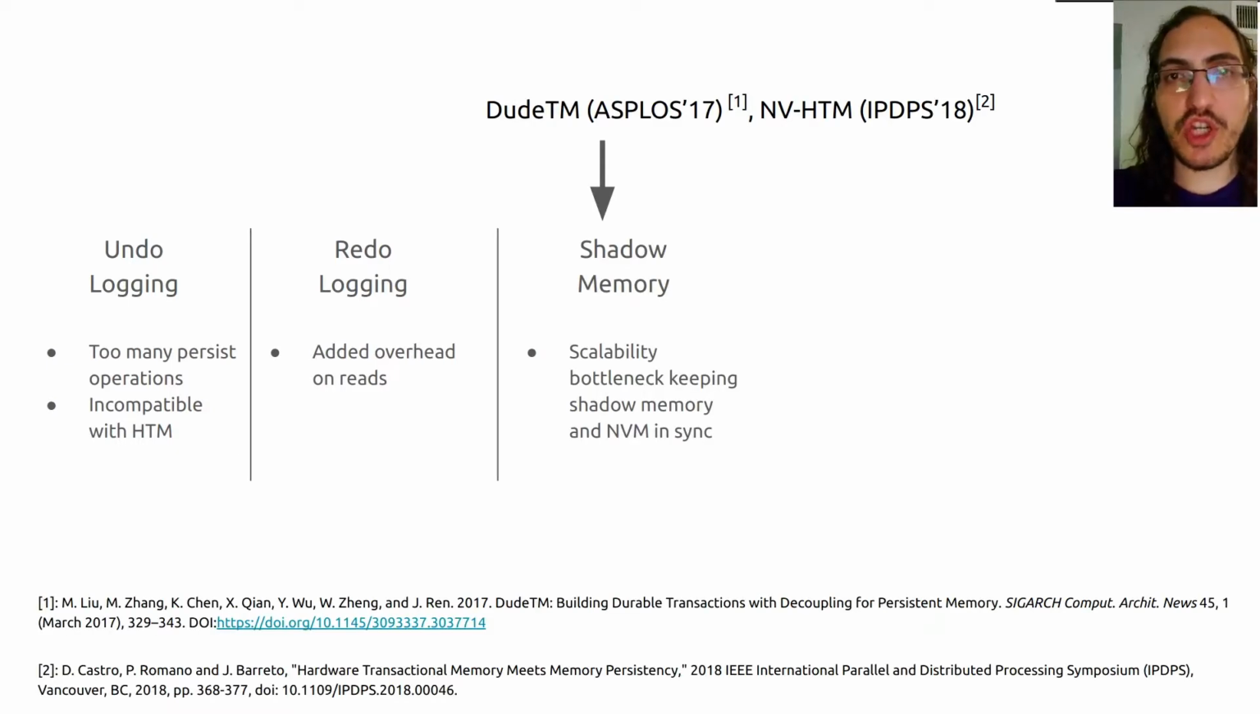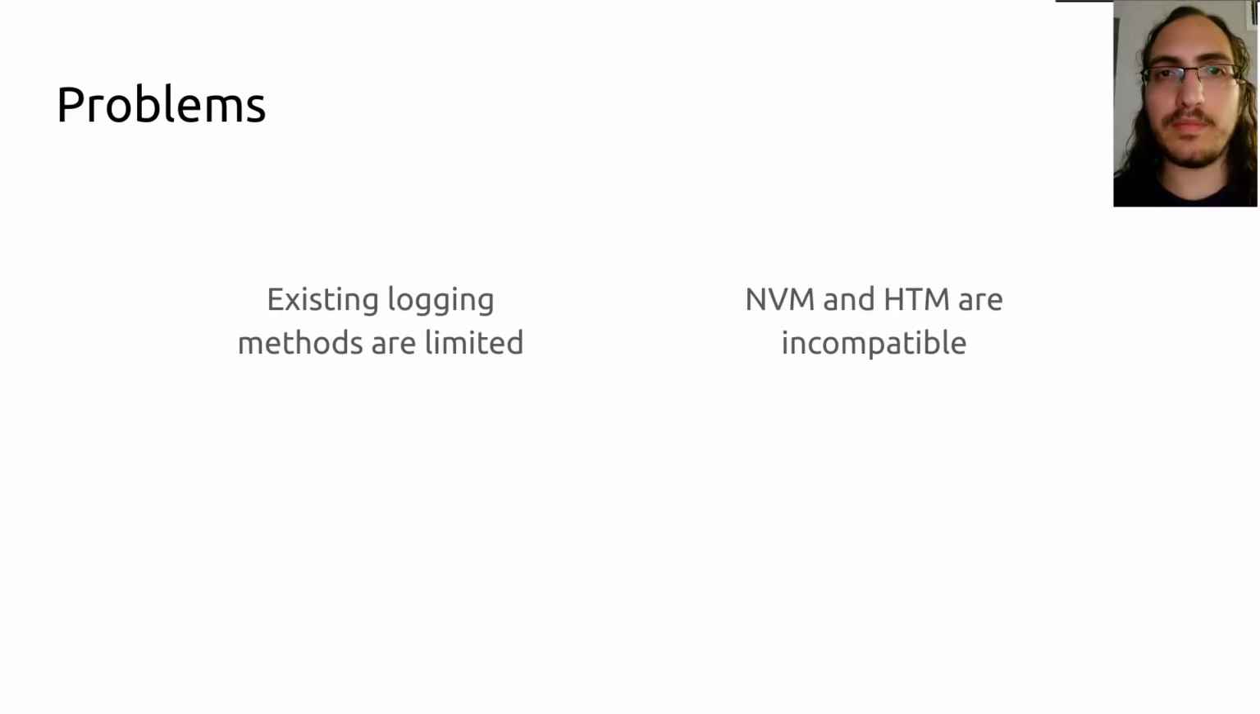Next, we have the shadow memory methods. These are recently proposed works that create a volatile shadow copy of the entire non-volatile memory. These methods avoid the overheads of undo and redo logging. However, they suffer from scalability bottlenecks as they have to keep shadow memory and non-volatile memory in sync. So in summary, there are two problems that we want to tackle: the limitations of the existing logging methods and the incompatibility between non-volatile memory and hardware transactional memory.